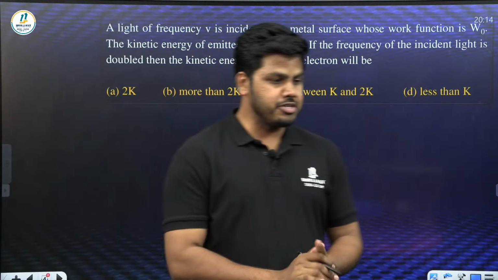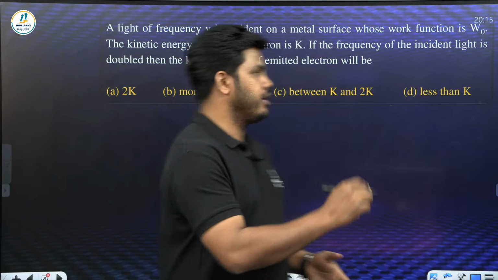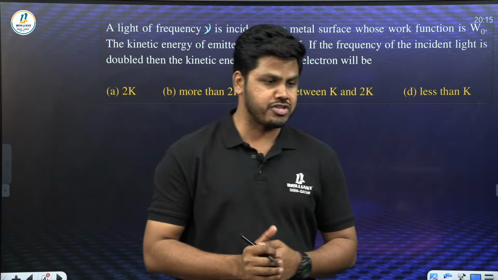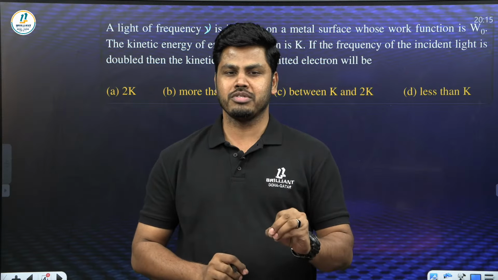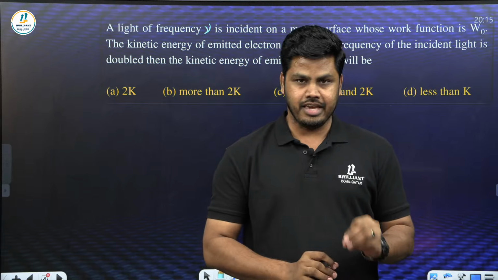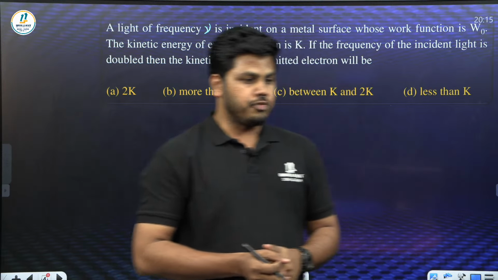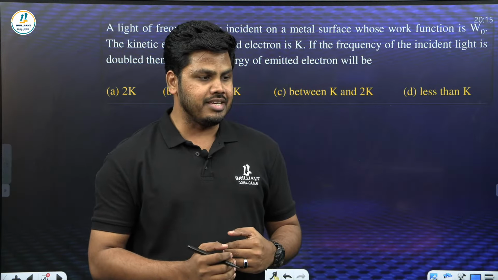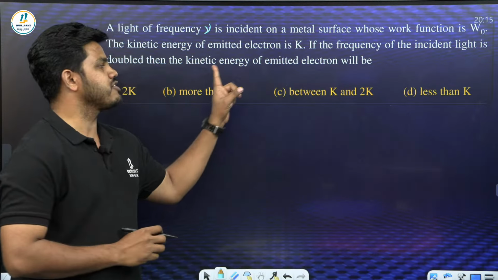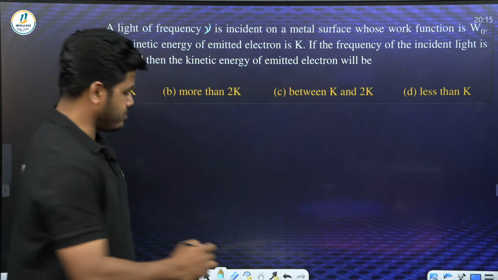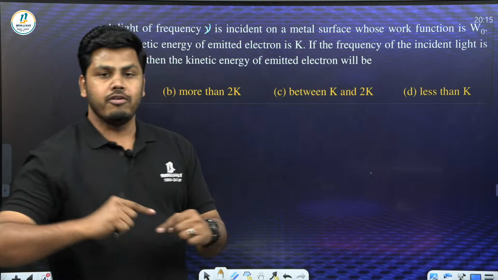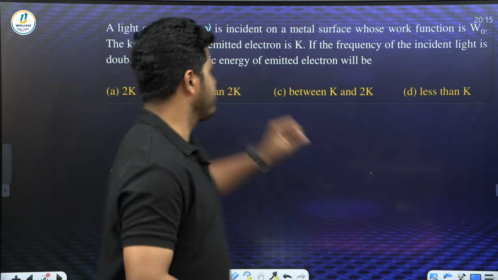The first question is about a light of frequency ν incident on a metal surface whose work function is W₀. We usually use that term to represent work function. The kinetic energy of the emitted electron is K. Then if the frequency of the incident light is doubled, the kinetic energy of emitted electrons will be what? What we are trying to find is the kinetic energy of the photoelectron after doubling the frequency of incident radiation.